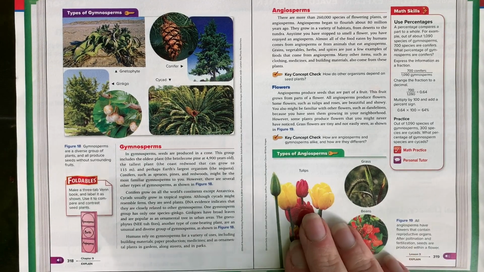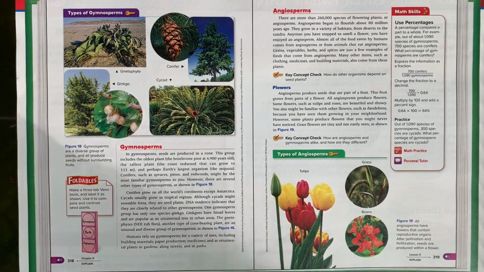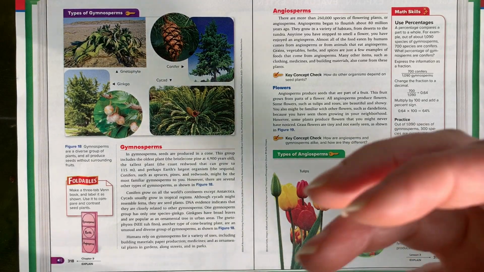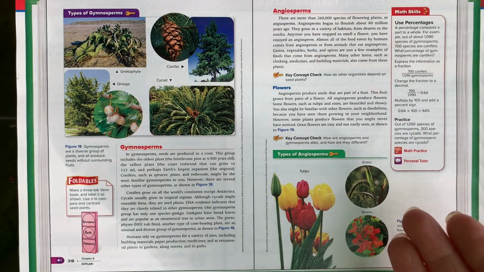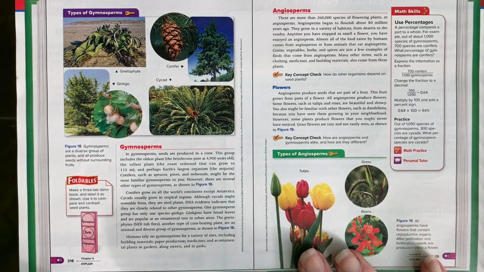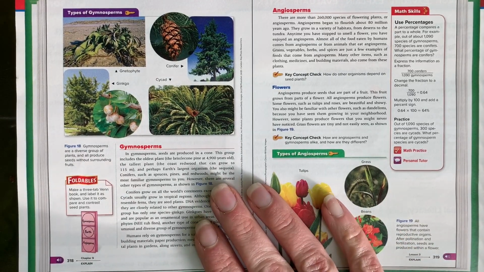Angiosperms produce seeds that are part of a fruit. So if you've ever bitten into an apple, you might come in contact with the apple seed, right? The apple seed is found inside of the fruit. So an apple tree is an angiosperm.